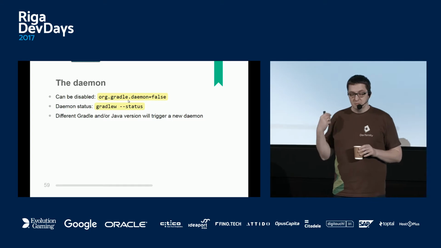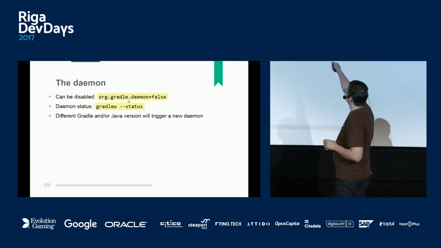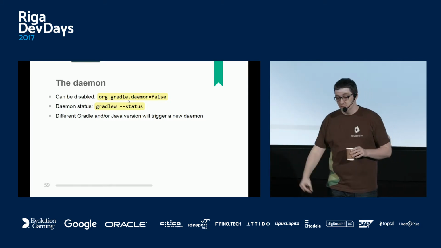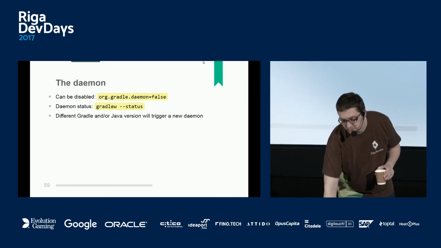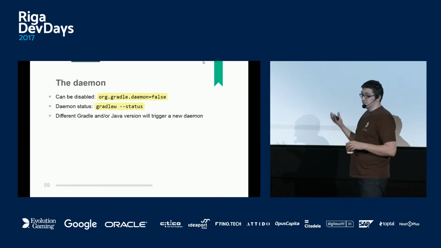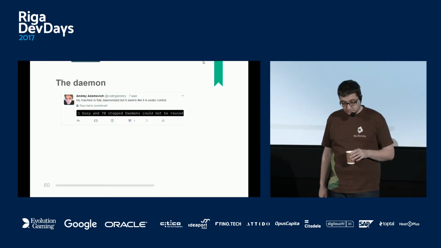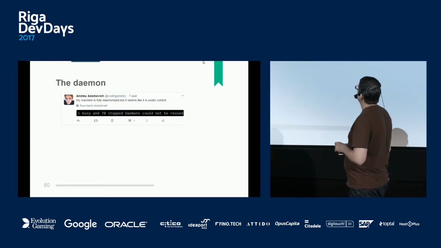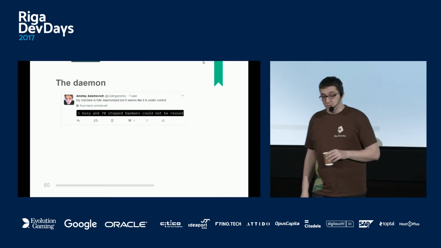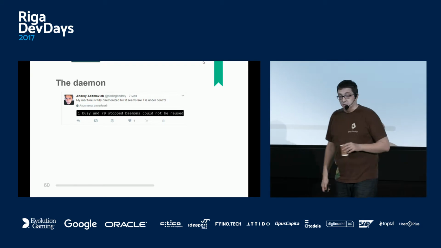If you want to see how many daemons are running on your current machine, you can use gradle --status, and you will see all the daemons that are working. It's usually one daemon per Gradle version and Java version combination. That's what I once saw on my machine: one busy daemon and 70 stopped ones. Completely demonized machine, yeah.